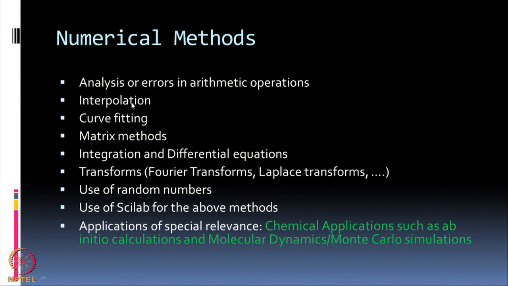Then there is a method called interpolation, then curve fitting, then matrix methods. Suppose I have a 5 by 5 matrix or a 10 by 10 matrix. Although I have a formula for the inverse of a matrix, to actually calculate the inverse I will need a determinant, and calculating a determinant is a very involved task because it involves a large number of operations. So, I again will need numerical methods.